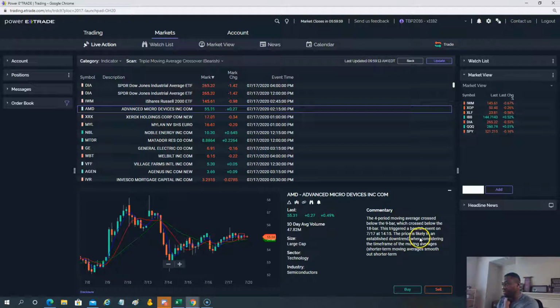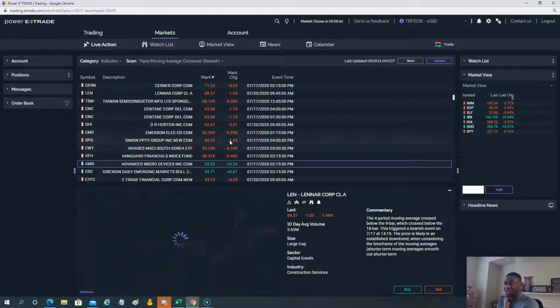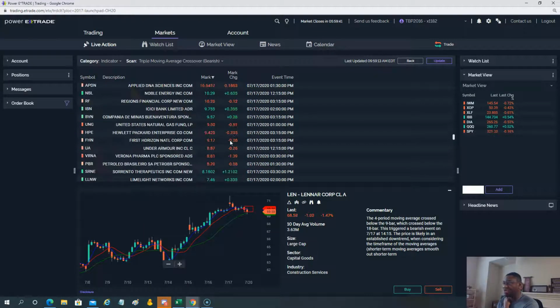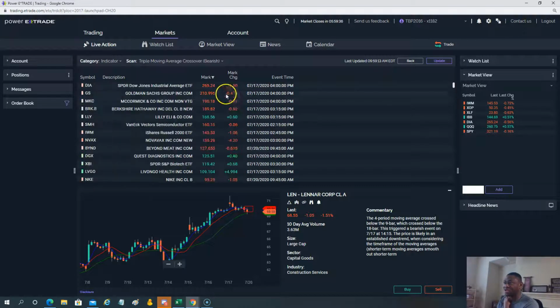The price is likely in an established downtrend, considering the time frame of the moving averages, where shorter term moving averages smooth out shorter term moves. Okay, folks, I'm going to hold them accountable to this because they are not giving me a target price, but it will be interesting to see what goes on here. And look, the list is really long, right? That's why the sorting and filtering is here, but you wish we could just filter, say, less than. The IWM Russell 2000 is there, so that's definitely plenty.